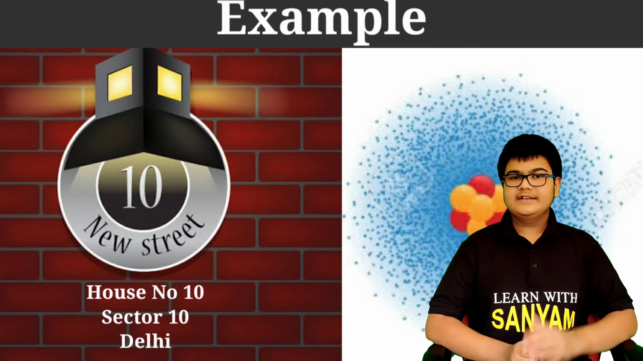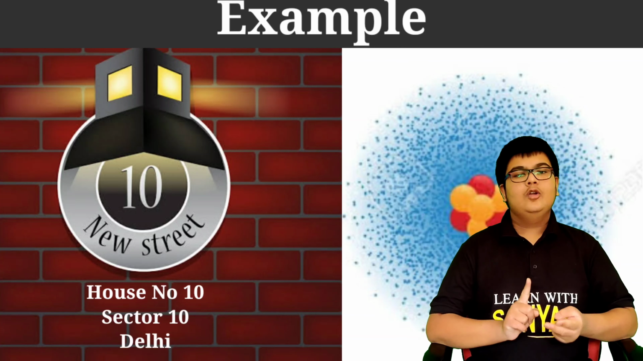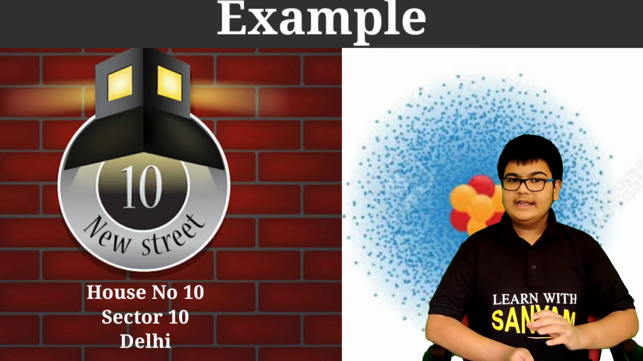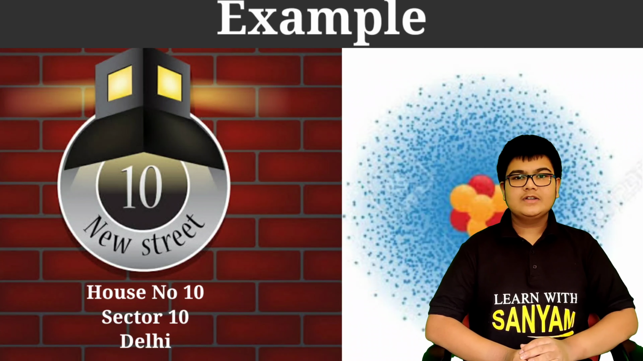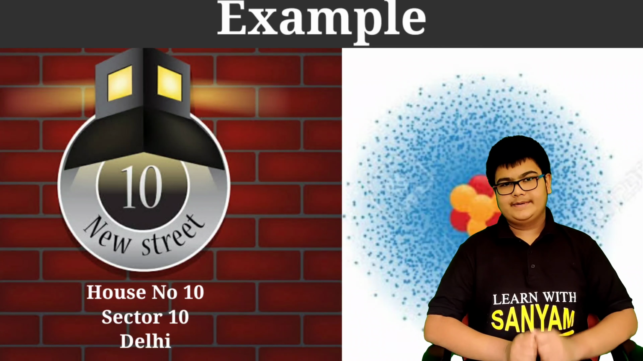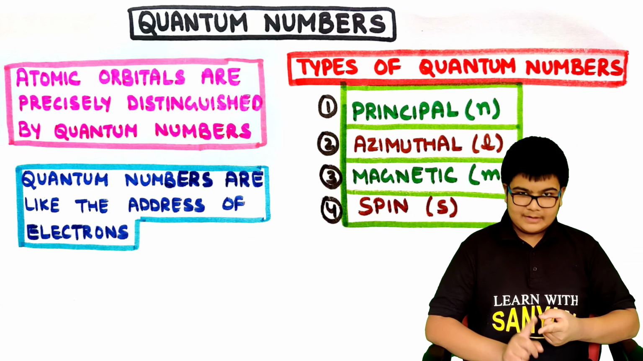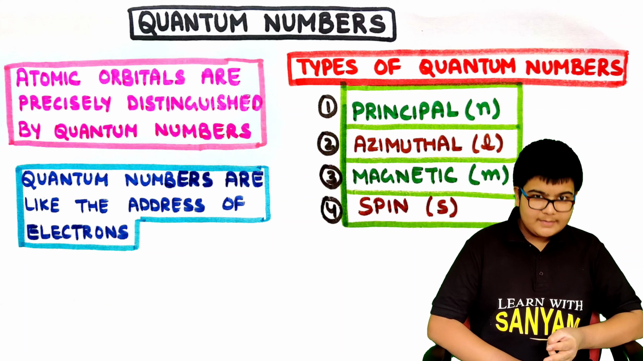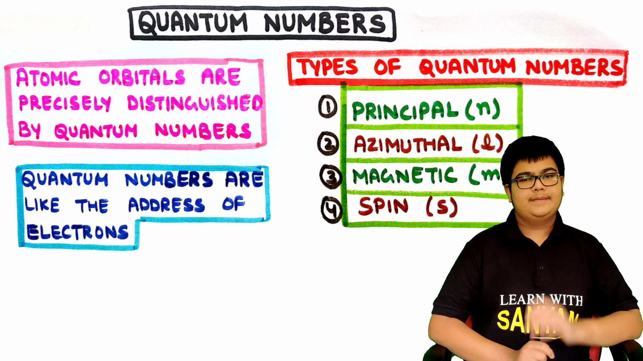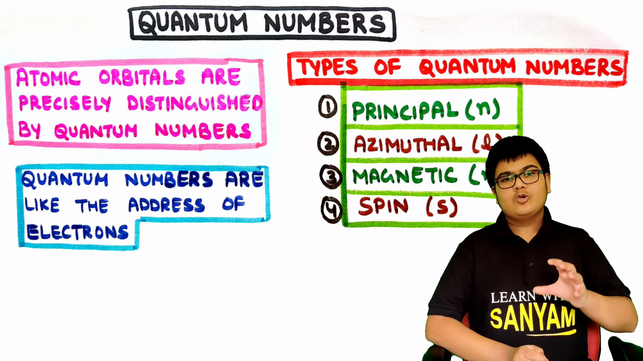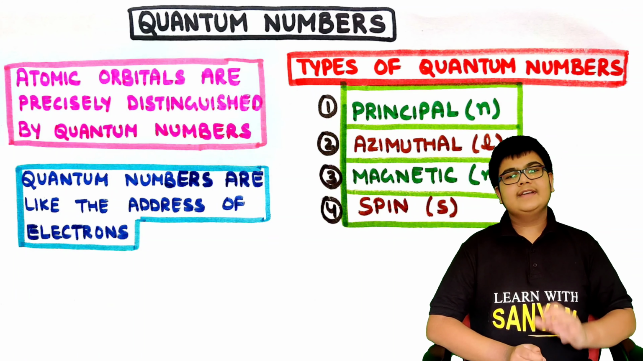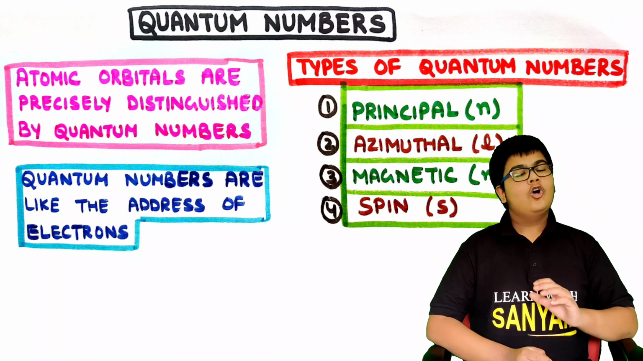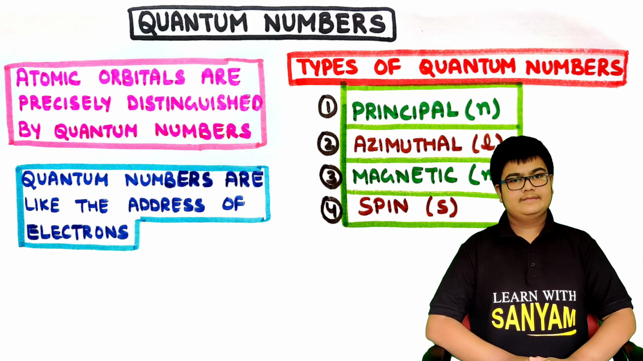In a house address, we have city, locality, house number, etc. Similarly, for finding the address of electrons, we have different types of quantum numbers. They are called principal quantum number, azimuthal quantum number, magnetic quantum number, and spin quantum number. So if we know all these quantum numbers of an electron, then we can easily locate an electron in an atom. This video will be all about these quantum numbers.